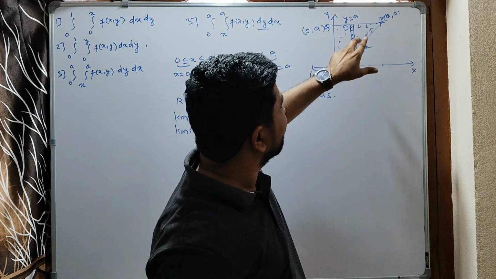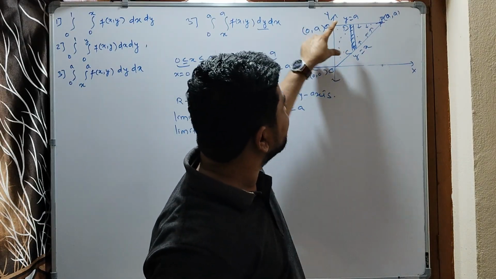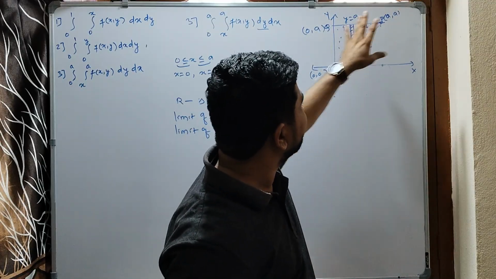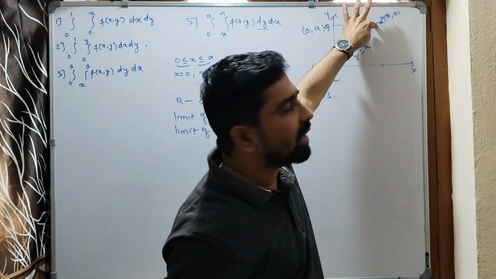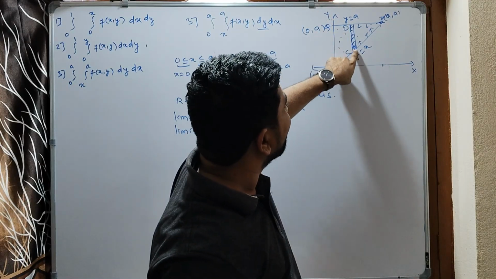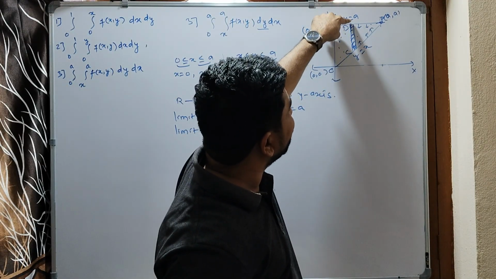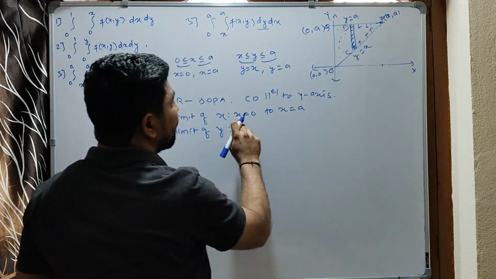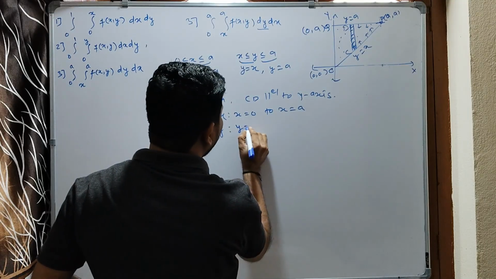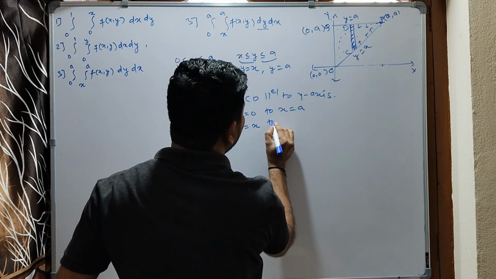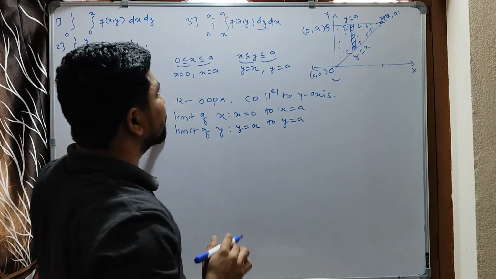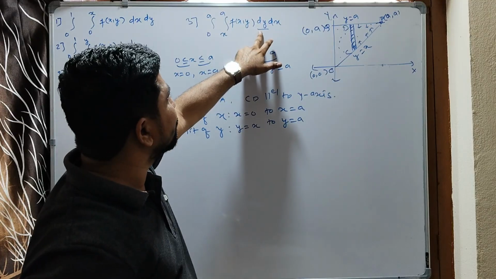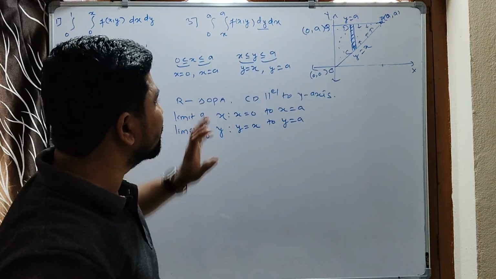I want to complete the whole region. Along the x axis, my strip starts from this point and terminates at this point, and the height y starts from y equals x and terminates at y equals a. Therefore the limits are x equals 0 to x equals a, and y equals x to y equals a. These are the limits of this region for integration first with respect to dy and then dx.